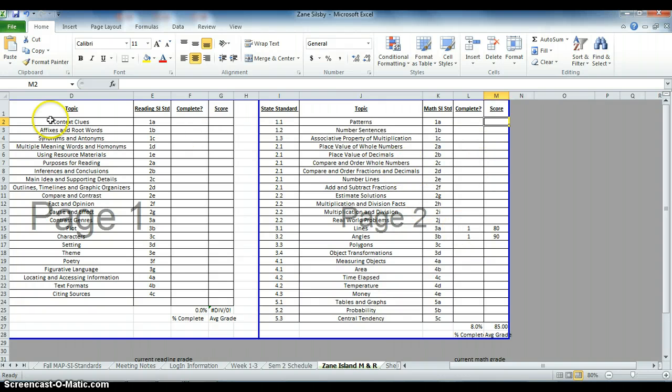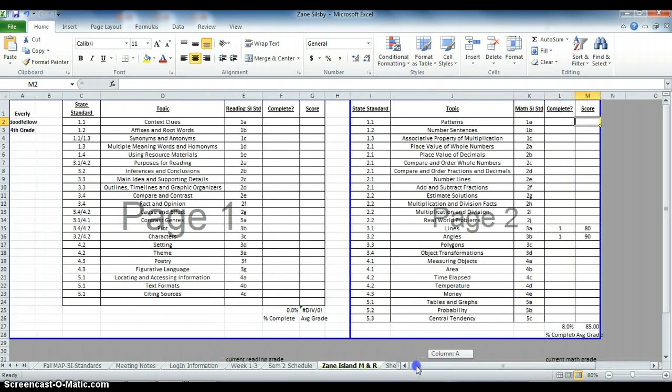So this is the math and this is the reading. Reading is the same way. We've got the state standard, the topic, Study Island standard, has he completed it, and what was his score. As we go through and fill this out, if he wants to work on these ones down here, he can probably knock them out pretty easily by himself.